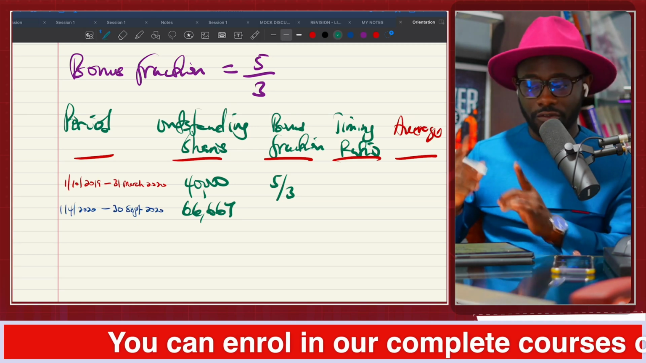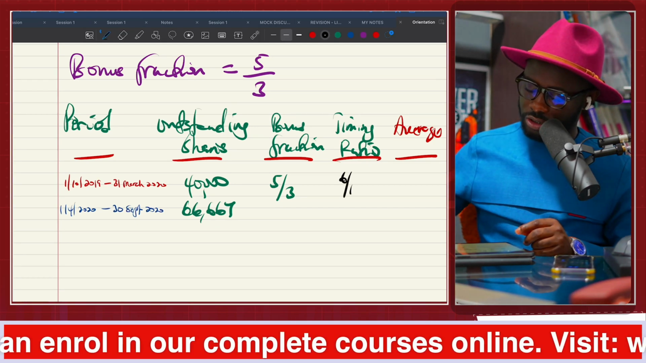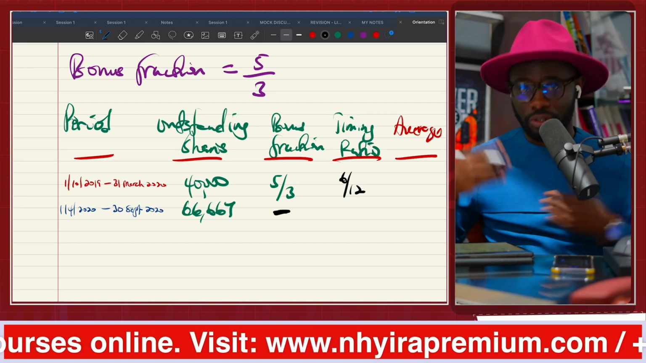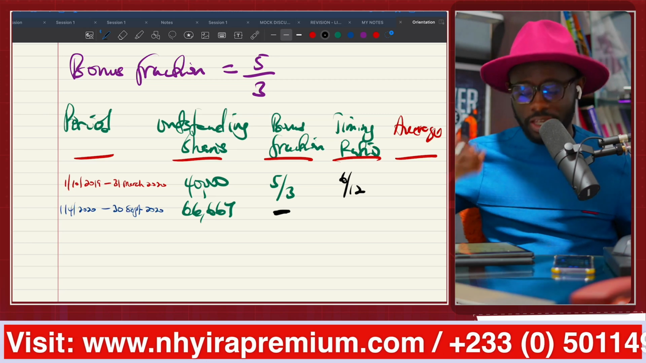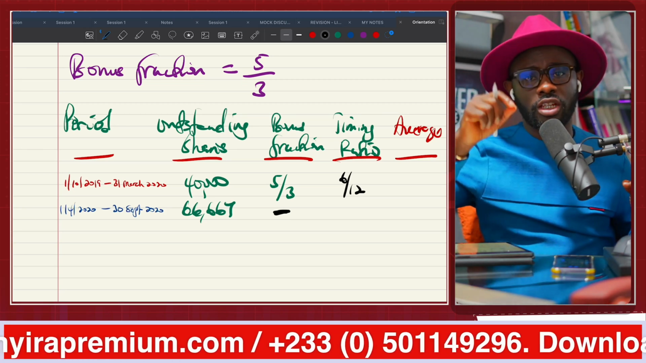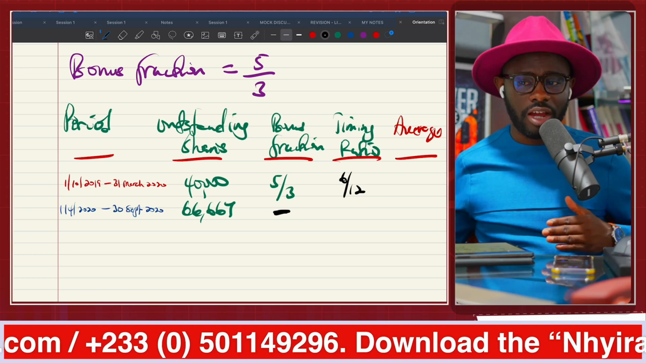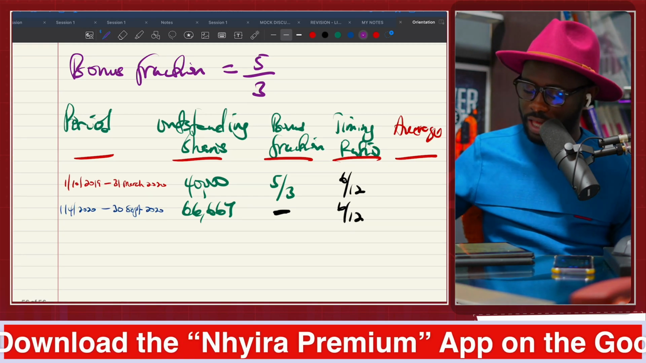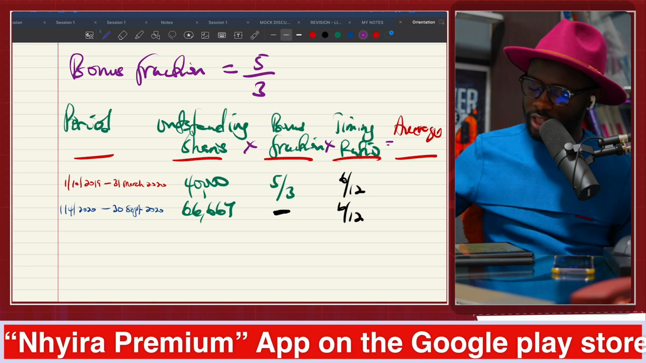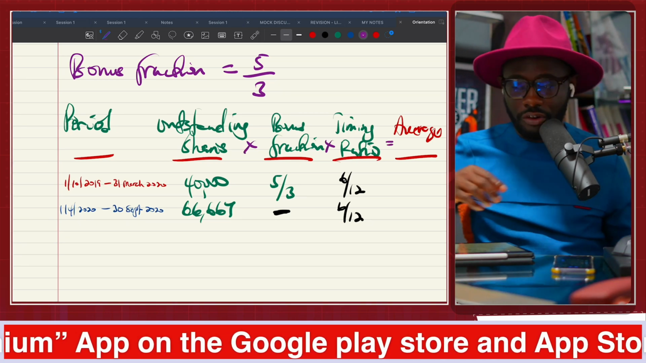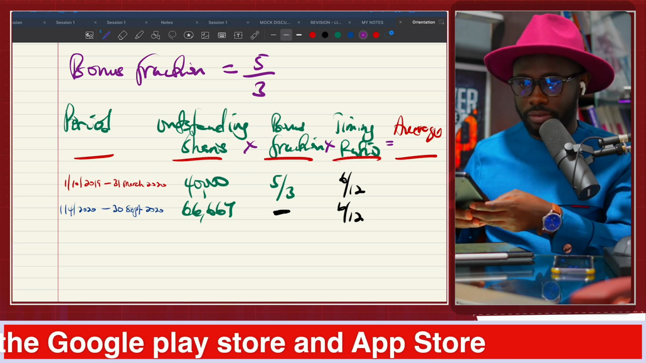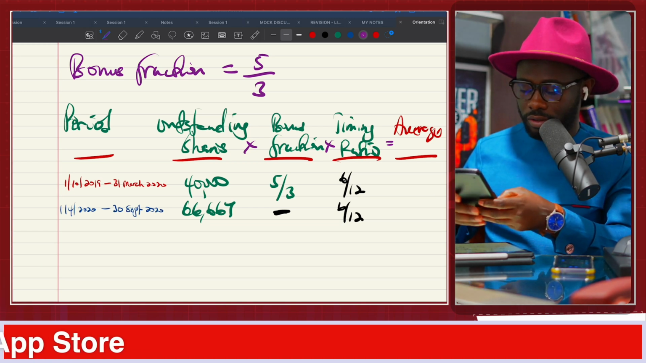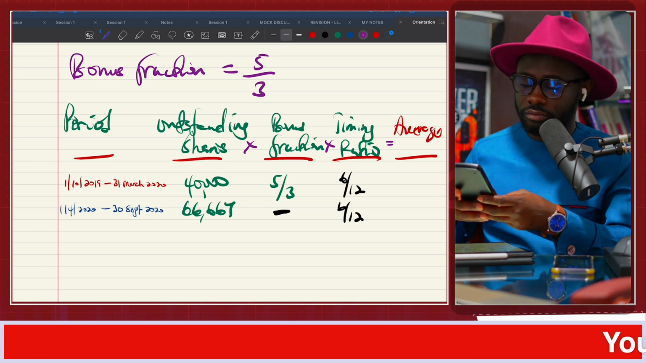Then the timing ratio, 6 over 12. The bonus fraction will not affect shares after the bonus issue. That is why we said the bonus fraction affects only shares prior to the right issue. So after the right issue, the bonus fraction will not come in. Timing ratio 6 over 12. So we multiply up. Remember, we are multiplying everything. That is what is giving us the average. So we multiply up 5 over 3 by 6 over 12 by 40,000.